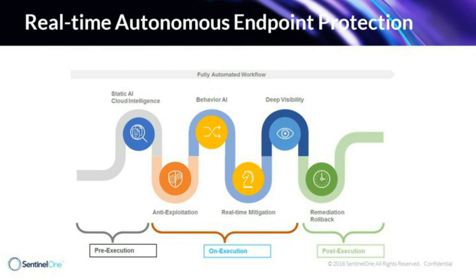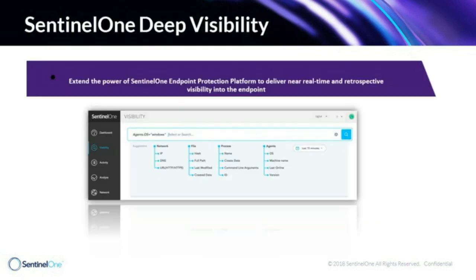Deep visibility. This gives us the capability, again, to see into that SSL encrypted traffic. We record every single process, every single file that is on that endpoint. And again, with that lightweight agent, we're able to see all that information and give it to you in real time. With our latest release of 2.5, you're able to see into that information.